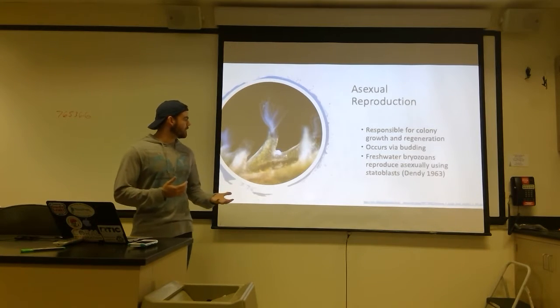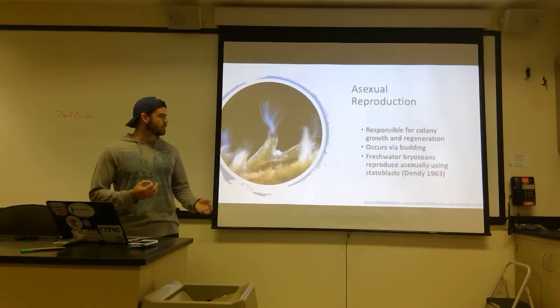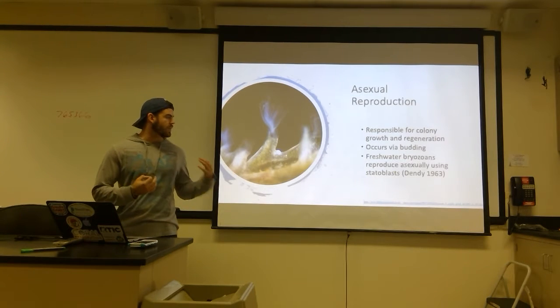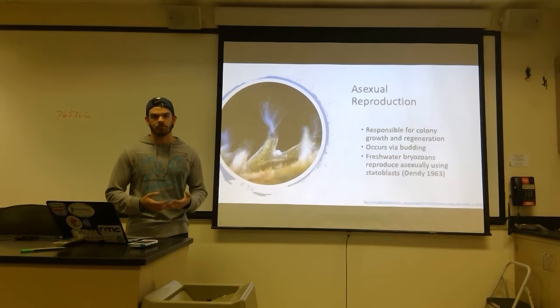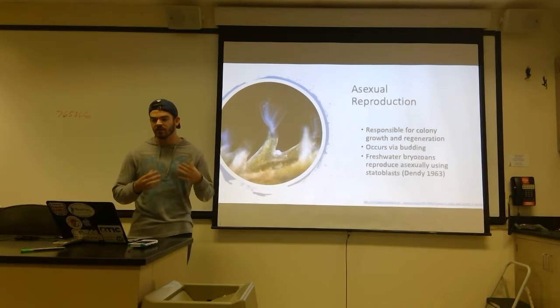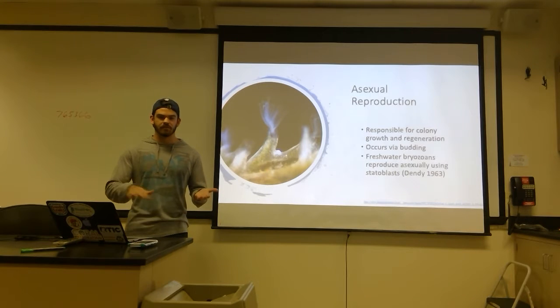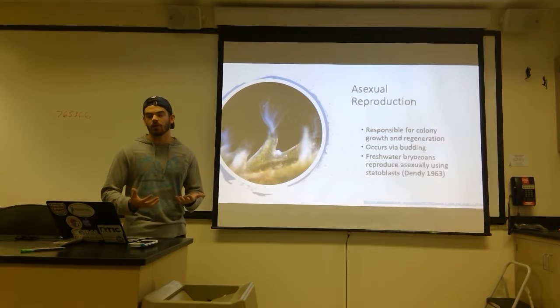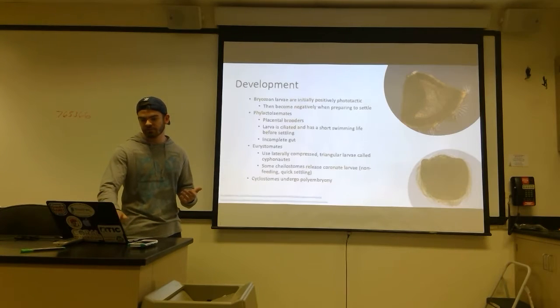Asexual reproduction is used mostly for colony growth and healing damage. It occurs via budding, and is unique in the freshwater bryozoans because they are able to produce statoblasts, which are a stress-resistant reproductive form that is released when conditions are not good. They can remain stagnant for long periods of time until conditions become good enough for them to grow again.